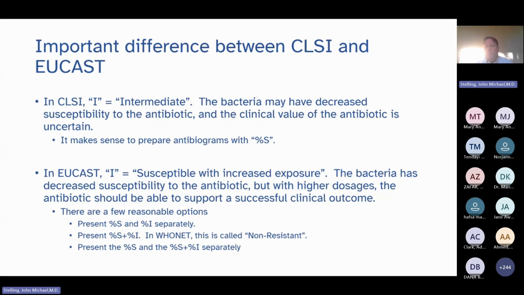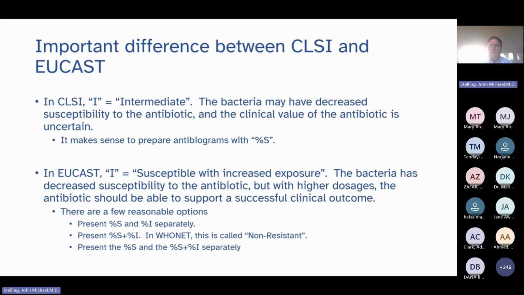So with CLSI, I currently means intermediate. The bacteria may have decreased susceptibility to the antibiotic, and the clinical value of the antibiotic is uncertain. And whenever a clinician sees I with CLSI, we tend not to use it for treatment decisions, for treatment choices, unless we have no other options. So it does make sense to present antibiograms using the percent susceptible.